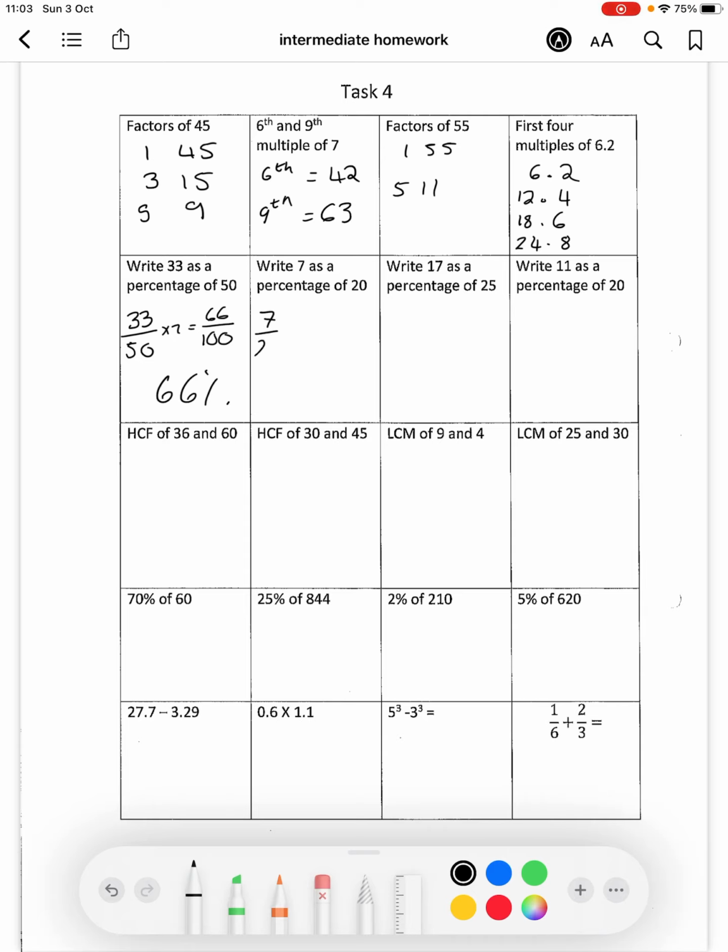7 out of 20 as a percentage. So to get the 20 out to 100, we would times it by 5. So we do 7 times 5 as well. So that's 35 out of 100. Therefore, it's just 35%. So as soon as that's out of 100, then you can just take the top number.